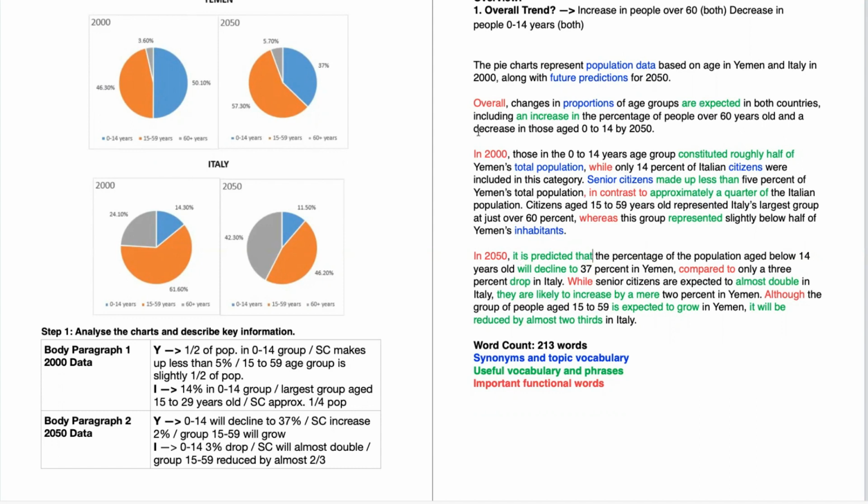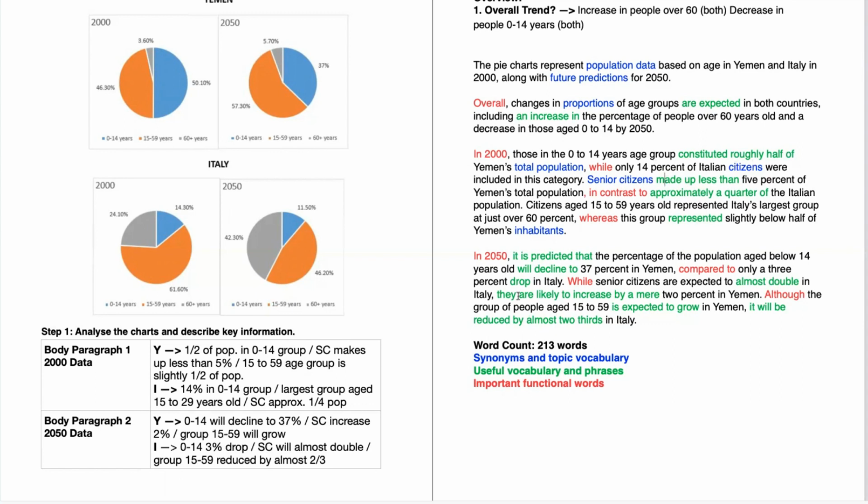Let's go back to our overview paragraph. We see "an increase in," this is great basic terminology. "Constituted roughly half of," this is another way to say made up. So you don't always want to say that it is. Constituted and made up, these are great things. "Roughly half" is an excellent way to say almost half without using approximately or almost too much. Roughly is a great synonym there. We see "made up less than," "approximately a quarter of," and "represented."